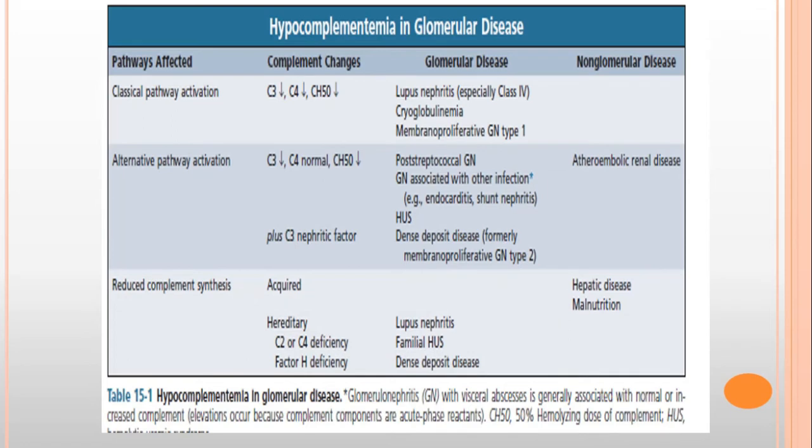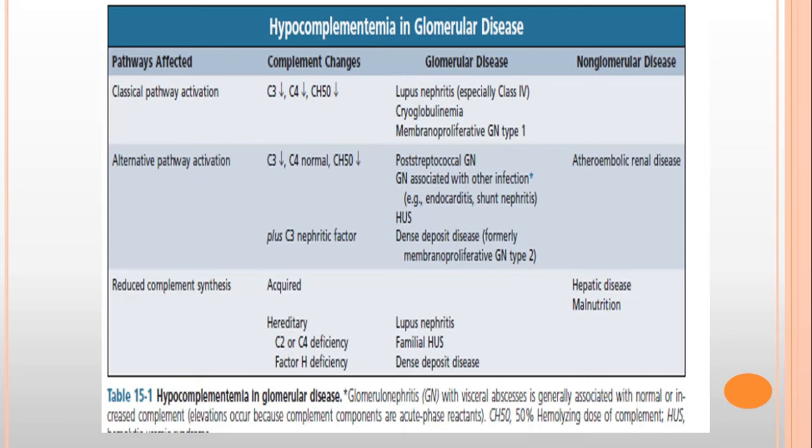This is hypocomplementemia in glomerular disease, the diseases which affect each pathway. Classical pathway activation: C3 low, C4 low, CH50 low. What diseases? Lupus nephritis, especially class 4, cryoglobulinemia, and membranoproliferative glomerulonephritis type 1. In these three lesions, C3, C4 and CH50 will all be low in the serum.